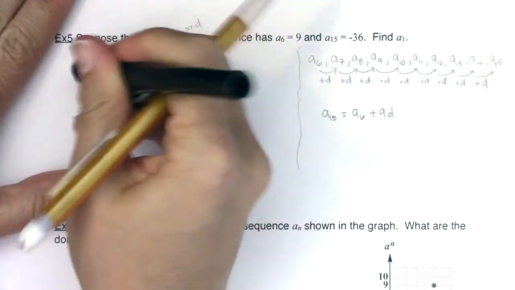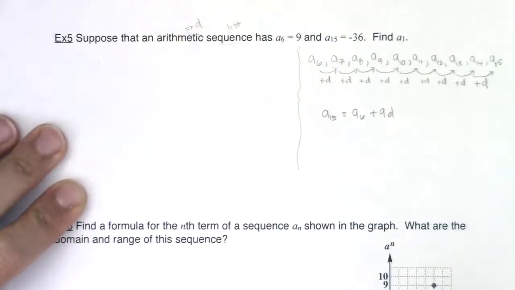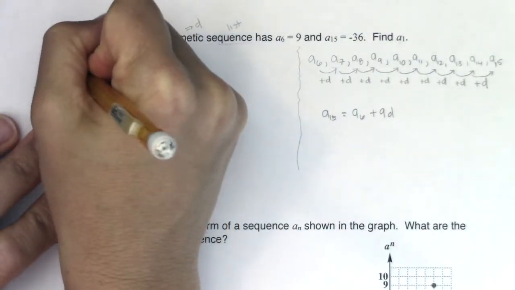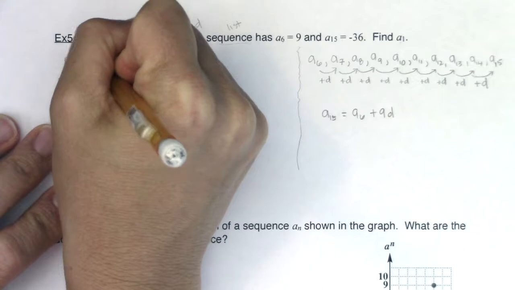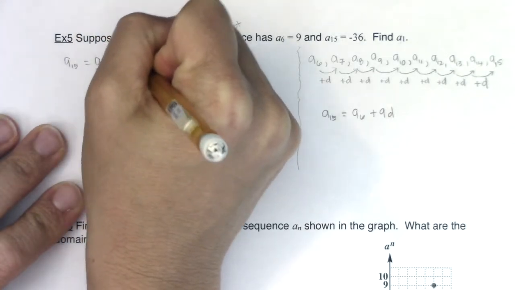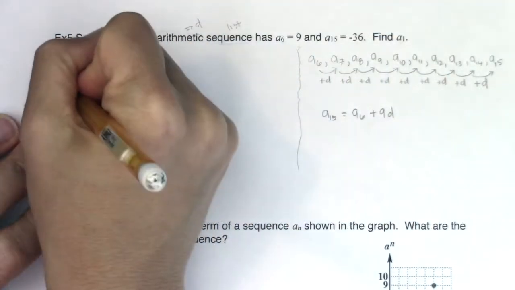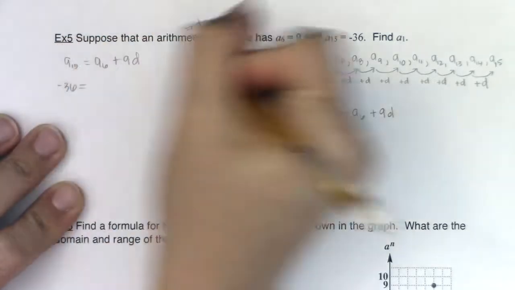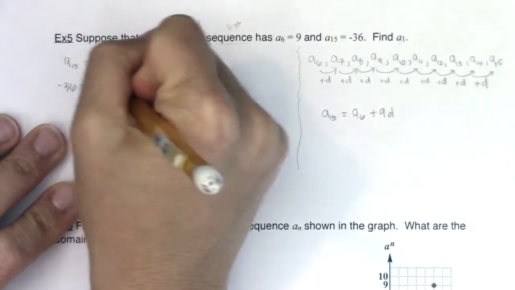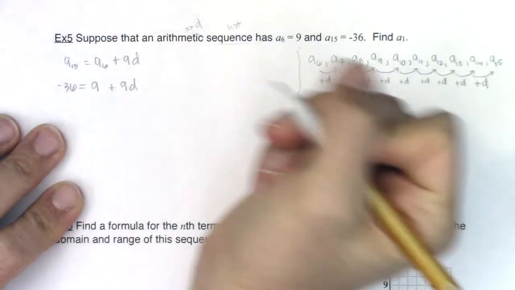All right, so here I'm going to solve for d. I know a sub 15 has to equal a sub 6 plus 9d. We knew a sub 15 was negative 36. We knew a sub 6 was 9. And then we have this 9d shenanigans.